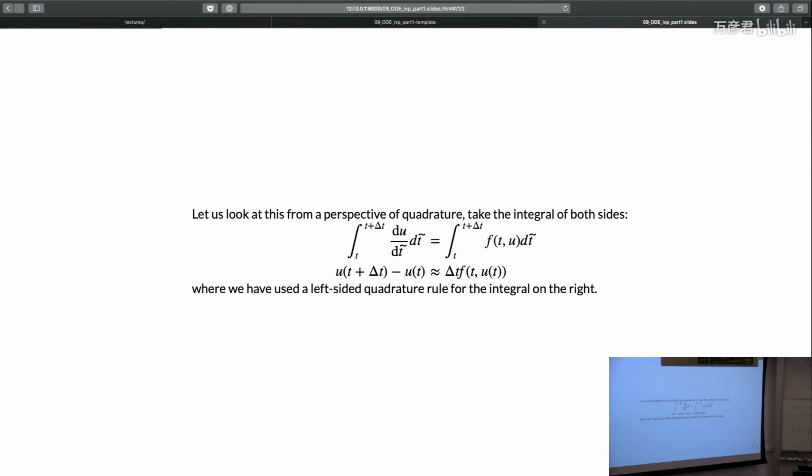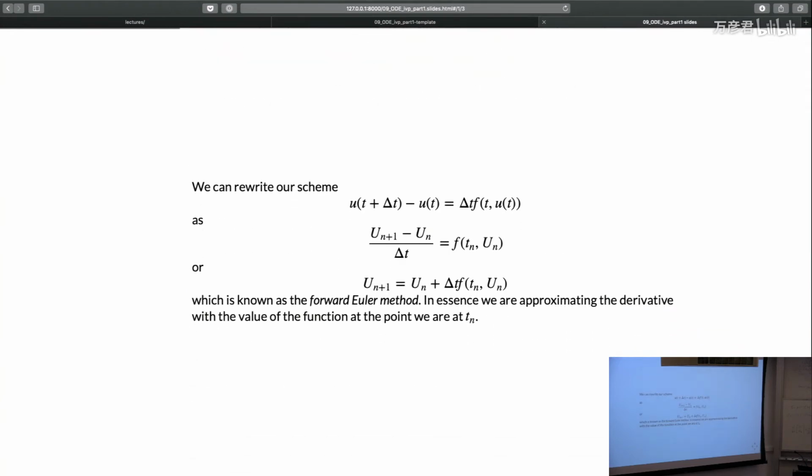Let's write this as a numerical method. Here we can rewrite our scheme. The equal sign is probably not so great here, but we're going to translate this back into something that looks like a finite difference discretization on the left-hand side, and f is going to be evaluated at tn. So this t turns into tn, some generic time, and I want to get to tn plus 1, and I'm evaluating f at tn, un.